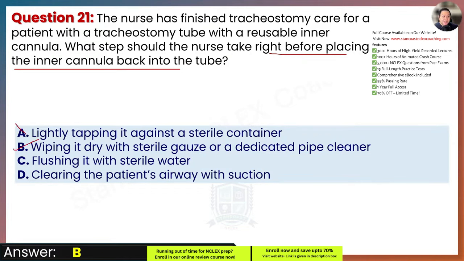Why are options A, C, and D incorrect? Why is letter A incorrect? Well, this might seem logical at first, but after all, tapping something might help remove excess liquid, but this is a sterility issue. Even if the container is sterile, contact with the surface introduces a contamination risk. Plus, it doesn't effectively dry the cannula. So, again, the word tapping should be a red flag.